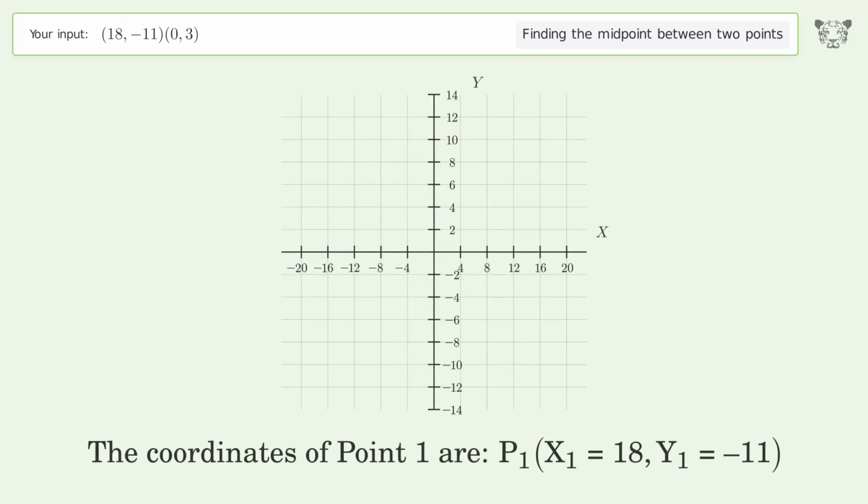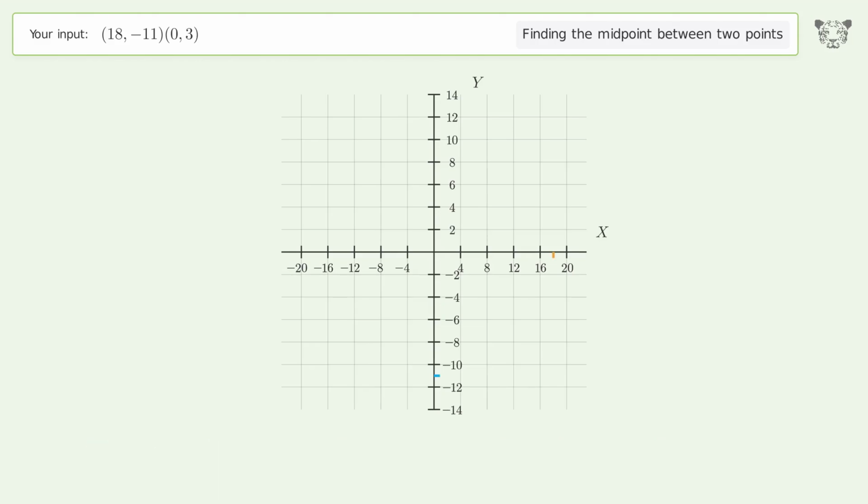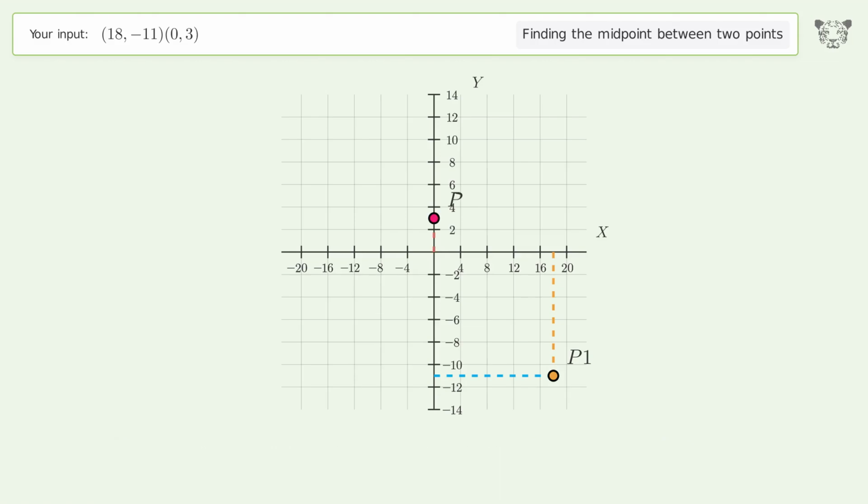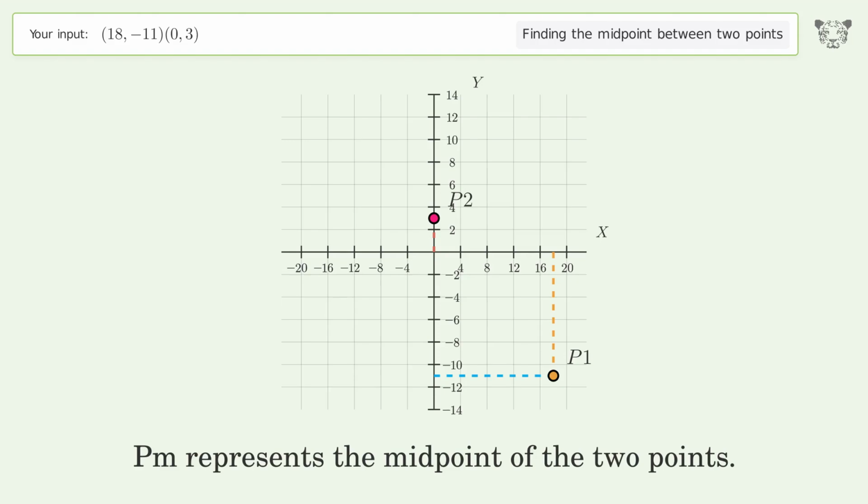The coordinates of point 1 are, x1 equals 18, y1 equals -11. The coordinates of point 2 are, x2 equals 0, y2 equals 3. PM represents the midpoint of the 2 points.